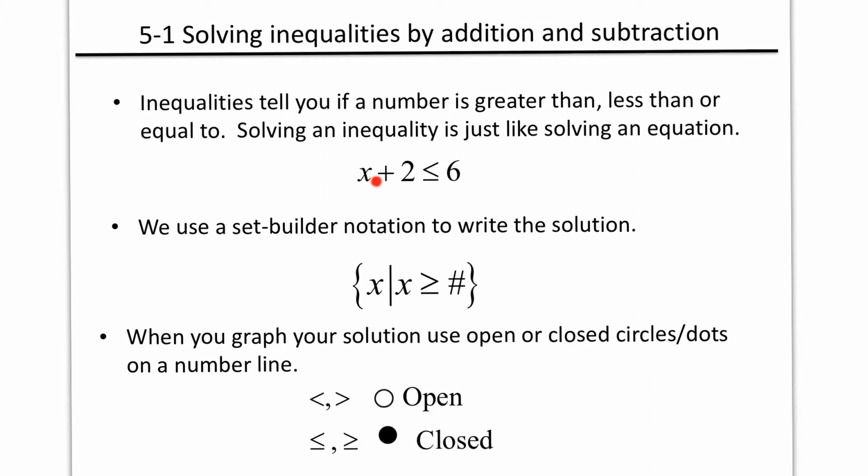Now here, we want to solve an inequality, and it's just like solving an equation. We're going to do the same steps. We want the same goal: we want the variable by itself. But we have to be careful with the inequality because we're not going to have a regular equal sign. It's going to be one of those less than, greater than, less than or equal to, or greater than or equal to. So if you notice here, x plus 2 is less than or equal to 6.